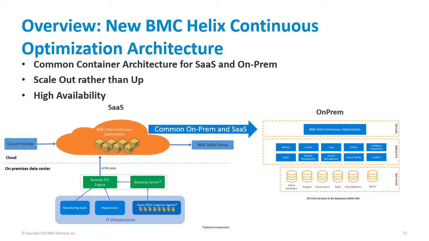Let's take an overview of the new Helix Continuous Optimization Architecture. By leveraging containers in Kubernetes, we have the same deployment in our Helix Continuous Optimization Cloud environment and our on-prem environment. The Kubernetes environment allows us to scale out rather than up and provides high availability. The on-premise has additional environment-specific components that I'll talk about later in the presentation.